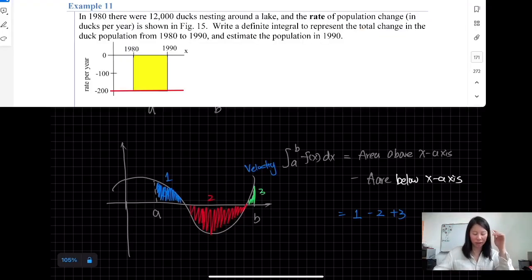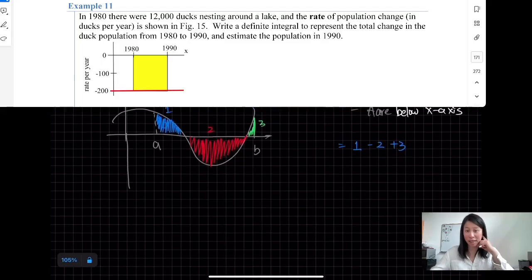So now let's look at this example. From 1918, there were 12,000 ducks nesting around the lake, and the rate of population change of the ducks per year is shown in the figure here. Write a definite integral to represent the total change in the duck population from 1918 to 1990 and estimate the population in 1990.